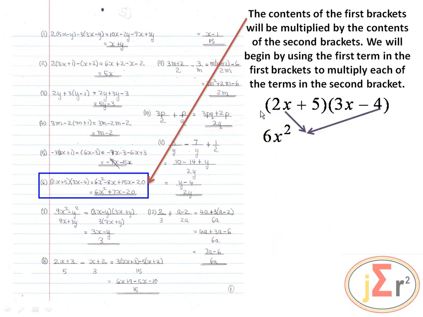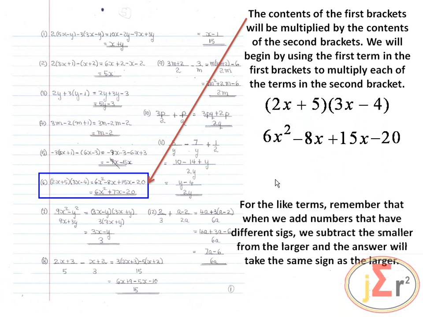Then we have 2x with a negative 4. Positive times negative, negative 8x. Then we do now the 5. 5 3s 15, 15x, and 5 times negative 4, negative 20. And we only have a pair of like terms right there.